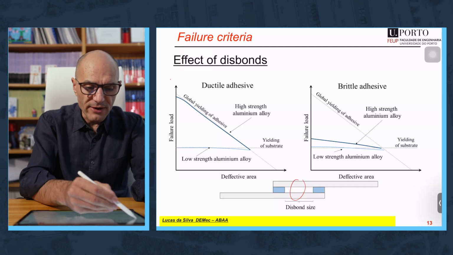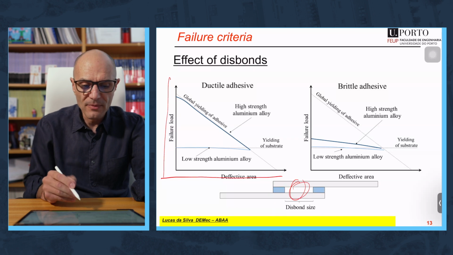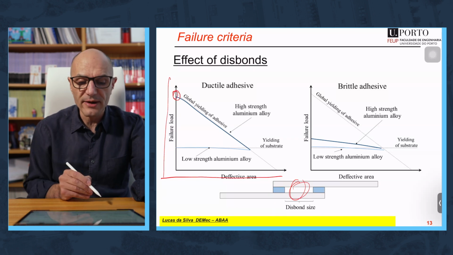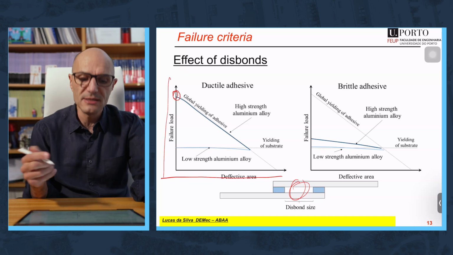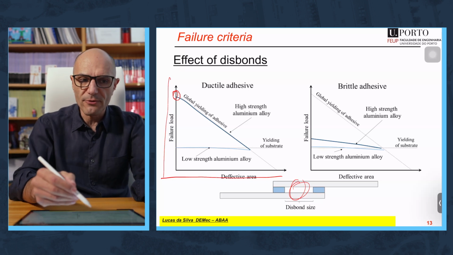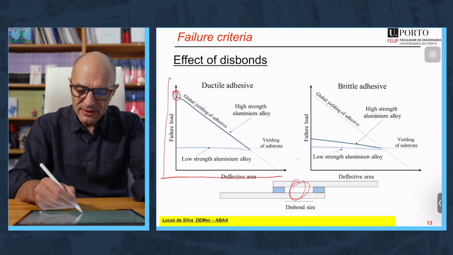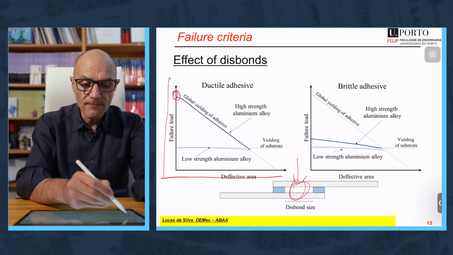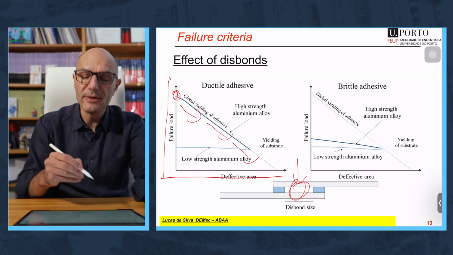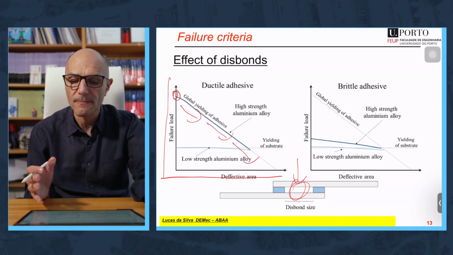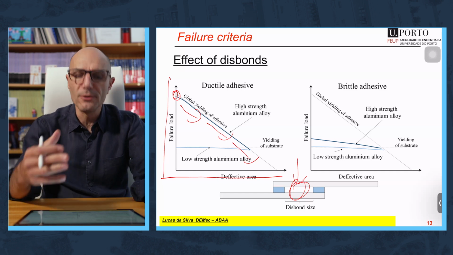Let's look at this graph. You have failure load versus defective area. This is the defective area. Here you don't have any defective area, but imagine you have a high strength steel and very, very ductile adhesive. Then the failure is dictated by the global yielding of the adhesive. And see, if you have a defective part in the middle, the bigger the defective part, the lower will be the joint strength. It's proportional. Now imagine you have a low strength steel or aluminum.